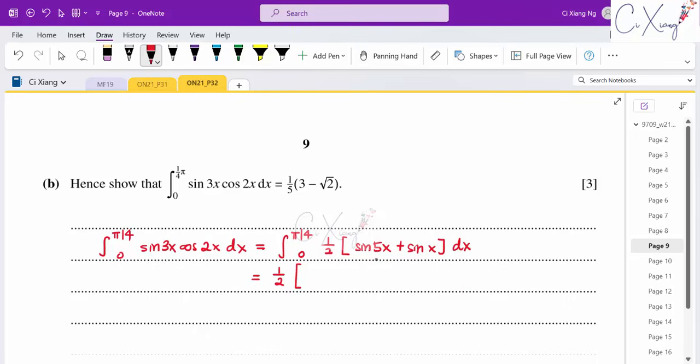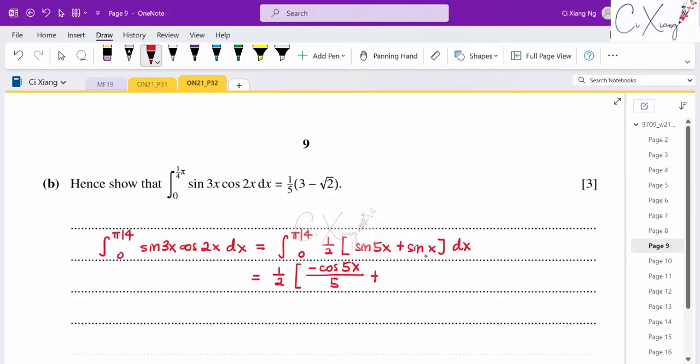So when I want to integrate sine 5x, I will have negative cos 5x also. And after that, you need to divide by the differentiation of 5x. So differentiation of 5x, you get a 5. Therefore, you have to divide it by 5. Right?